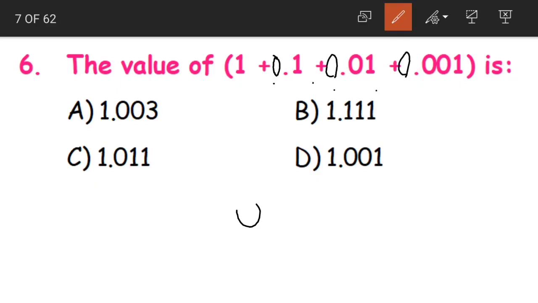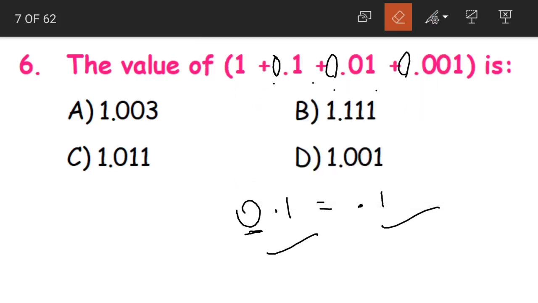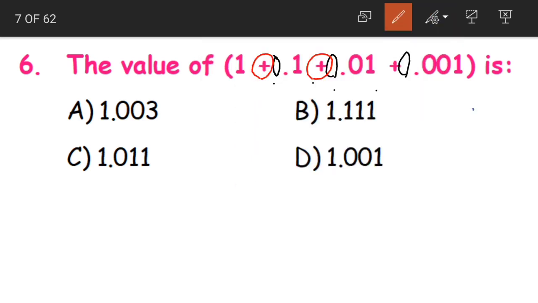0.1 is nothing but 0.1, children. As it is 0, even if we write it or if we do not write it, the value will be the same. Now we have our 4 numbers. What should we do? We should add them. We have an addition symbol, right? So we should add them.